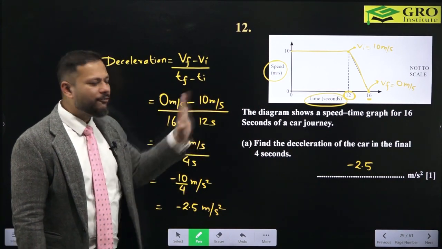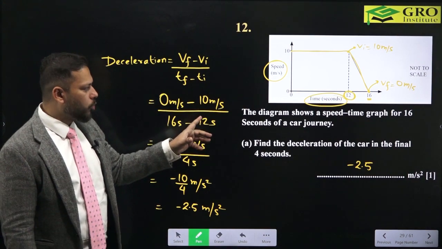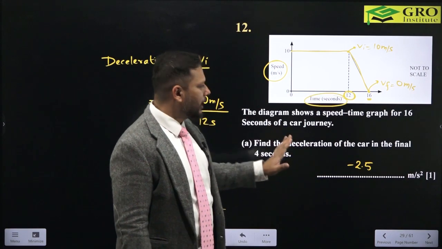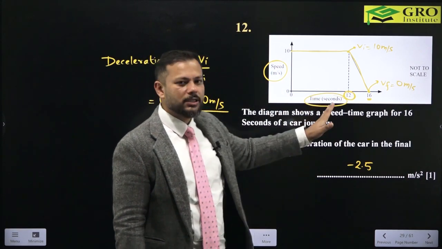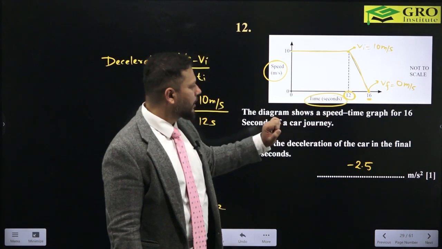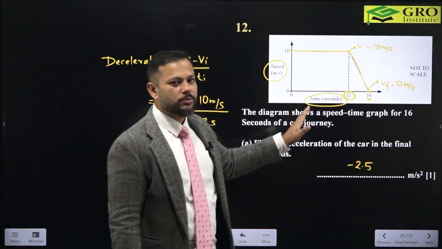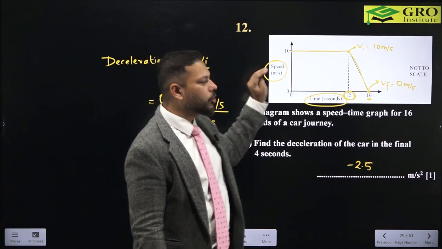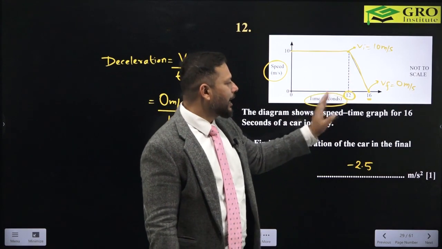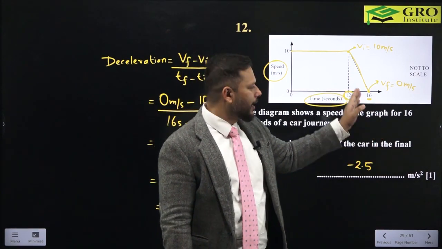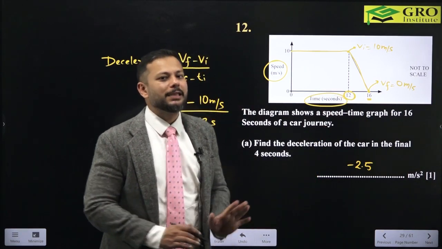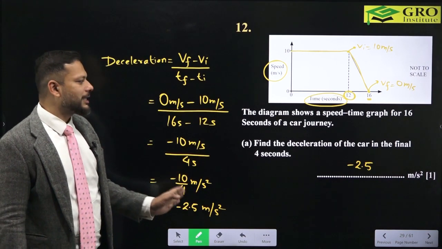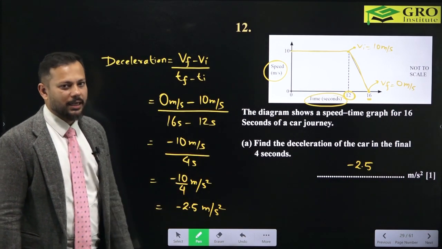I hope the graph is a bit clear to you. Let me just explain it one more time. The graph is a speed-time graph, so speed is on the y-axis and time is on the x-axis. When the journey started, the car was moving at 10 meters per second and had constant speed till 12 seconds. After that it starts dropping down, and at 16 seconds it came to a complete halt. With the help of the basic formula, we found the deceleration of the car in the final 4 seconds. Right?